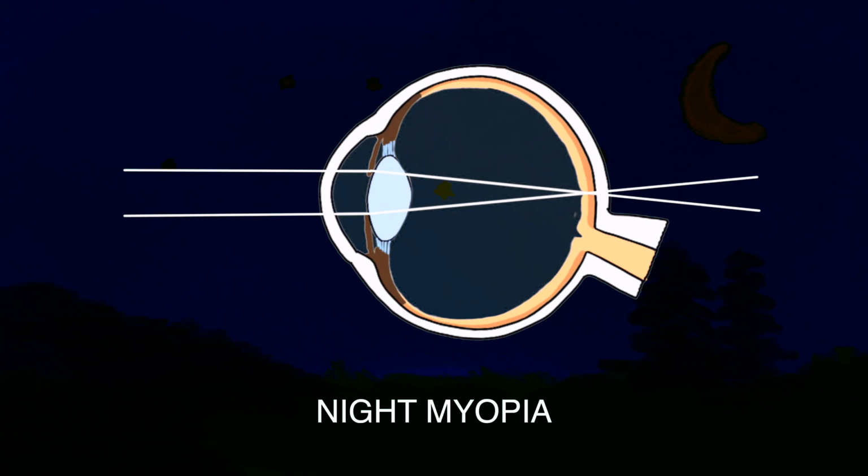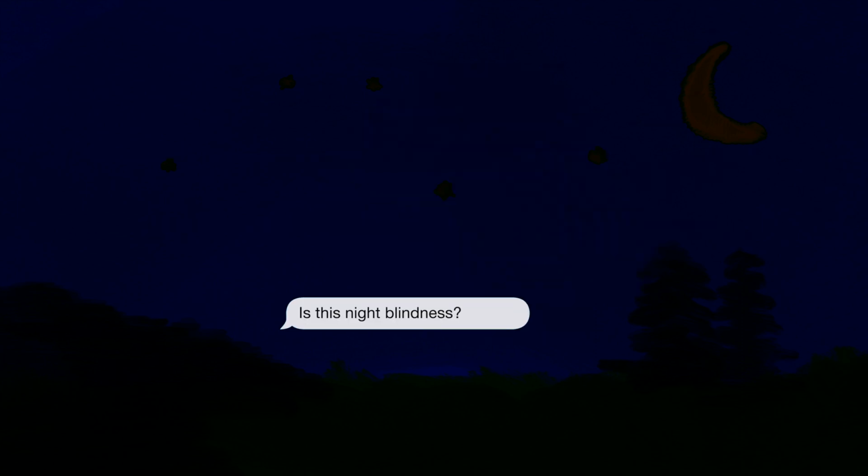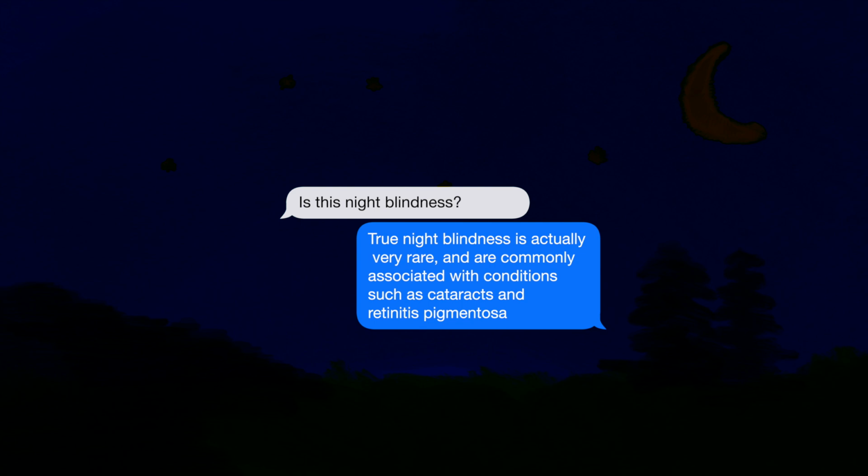Some people also suffer from night myopia, which is when the focal point of the eye shifts closer, effectively making you temporarily short-sighted. And for those who already suffer from conditions like astigmatism, low light will exacerbate the issue. But going back to the question, is this night blindness? True night blindness is actually very rare, and is commonly associated with conditions such as cataracts and retinitis pigmentosa.